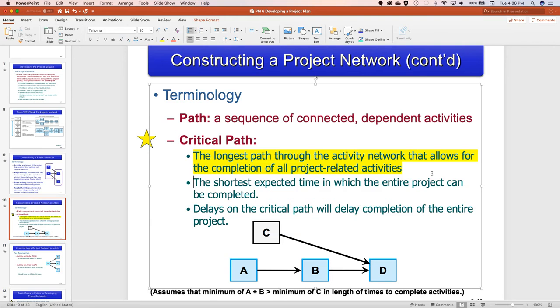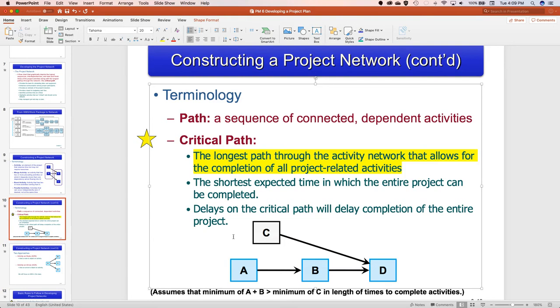It is also the shortest expected time that the entire project can be completed. And finally, any delay on the critical path will delay completion of the entire project. Okay? So, in this example, if A and B are required to do D, and A and B take longer than C, the critical path would be A, B, D.